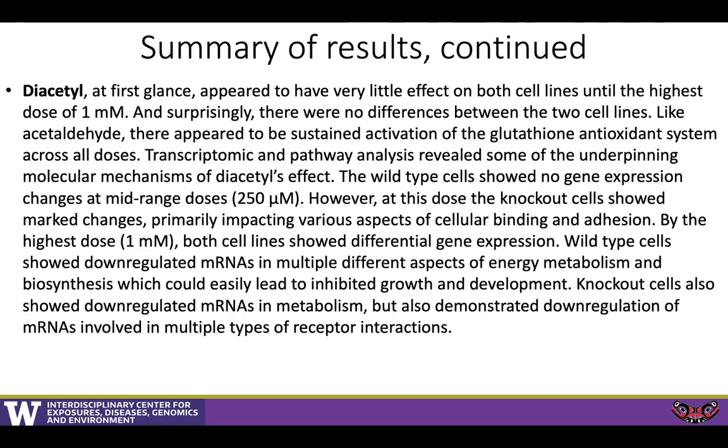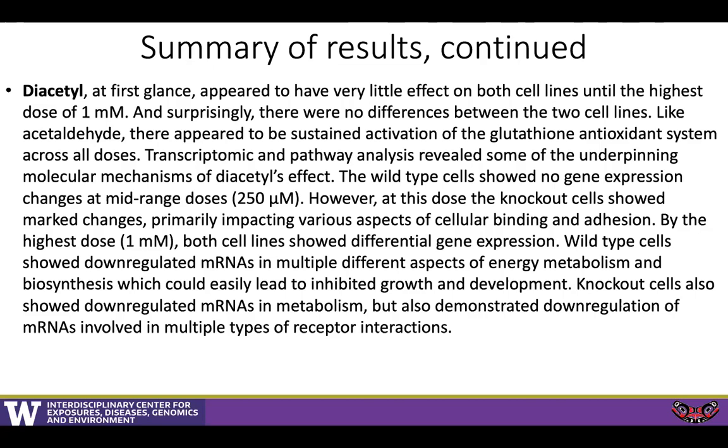By the highest dose, both cell lines showed differential gene expression, where wild-type cells showed downregulation of mRNAs in multiple different aspects of energy metabolism and biosynthesis, which could easily lead to inhibited growth and development. Knockout cells also showed downregulated mRNAs in metabolism, but also demonstrated downregulation of the mRNAs involved in multiple types of receptor interactions.